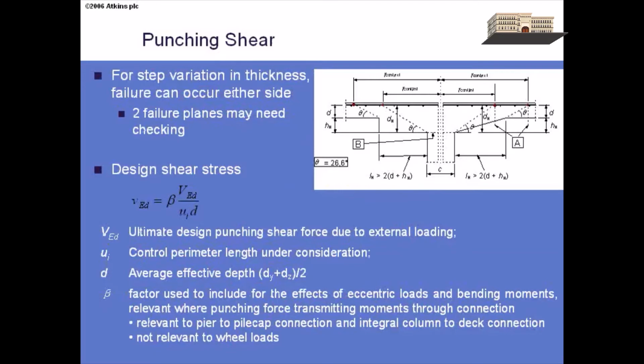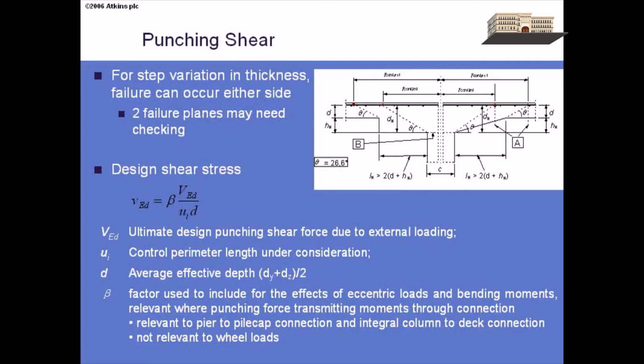Similarly, if you've got stepped cross sections like this, then you may have to check two perimeters. So you check one at the 2d perimeter in the thicker section, but then we also check effectively punching coming from the deeper section into the thinner section again, so we check another 2d perimeter out from the thicker depth of the section. The design punching stress is basically what we're used to: the applied shear force divided by the perimeter area. But there is an additional term, beta, which we haven't previously had, although our buildings colleagues have had something similar.